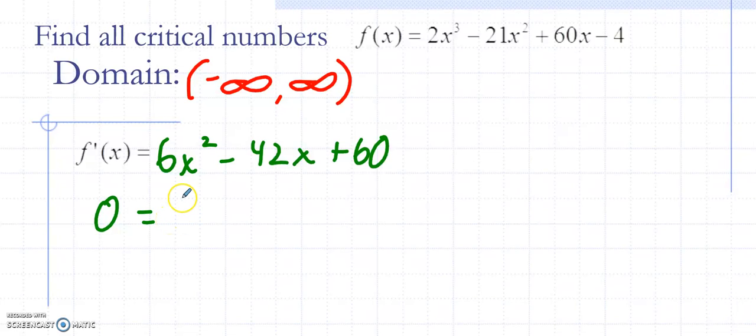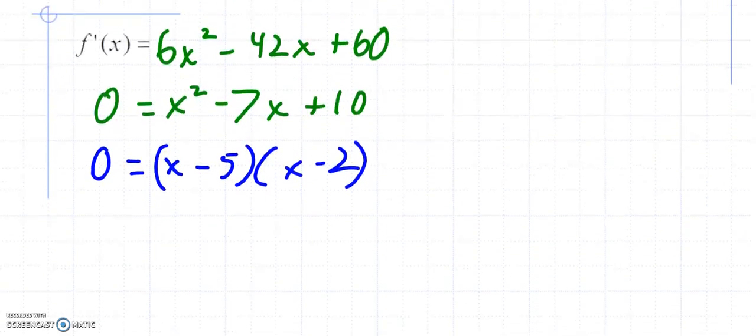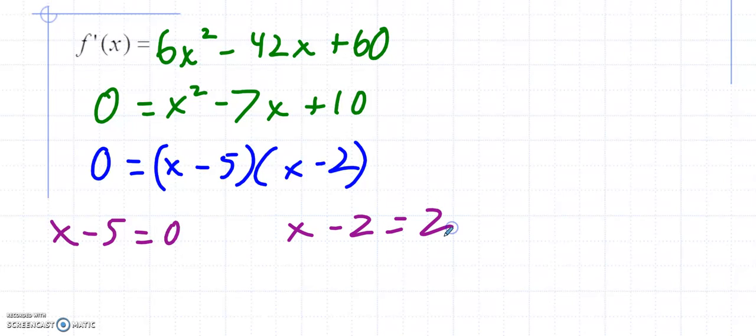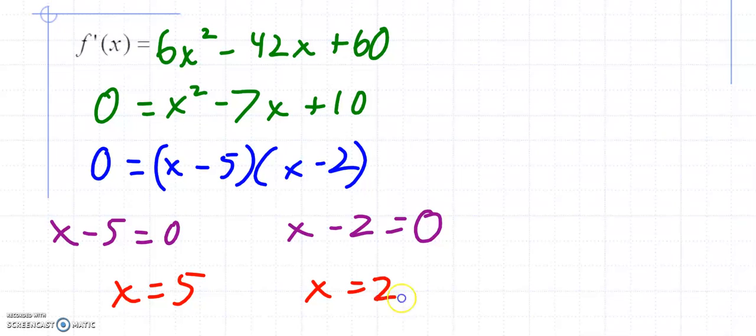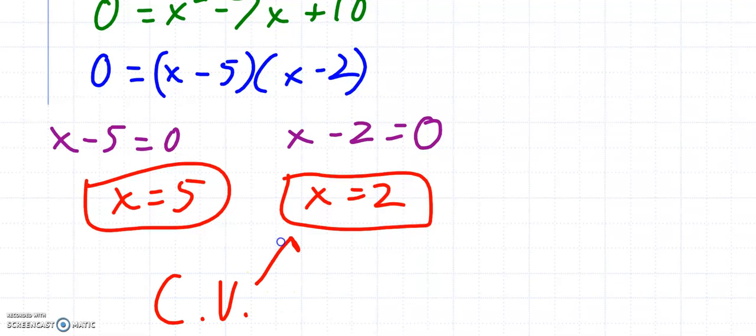we're going to divide everything by 6, because everything has a factor of 6. So x squared minus 7x plus 10, factor. We're having fun now. Math is fun. Math is life. Whoops, messed up. So we end up with x equals 5 and x equals 2. These are what we call our critical values. Questions? No? Good. Moving on.